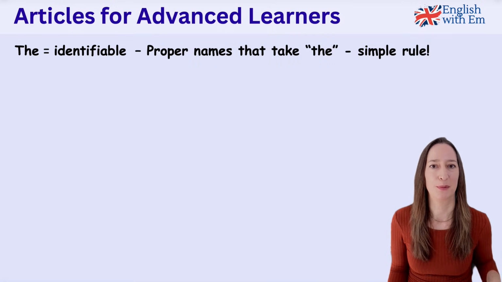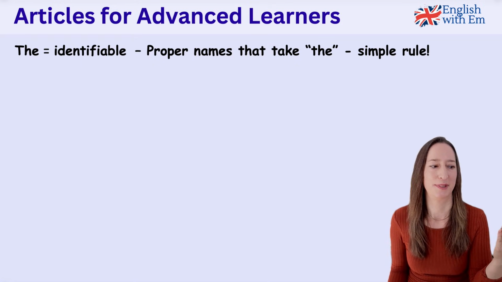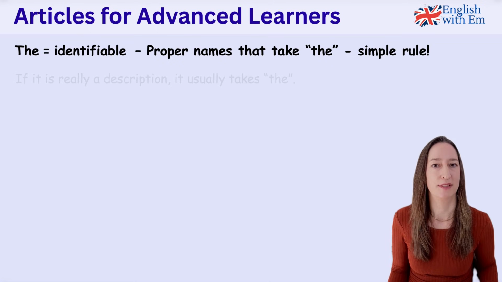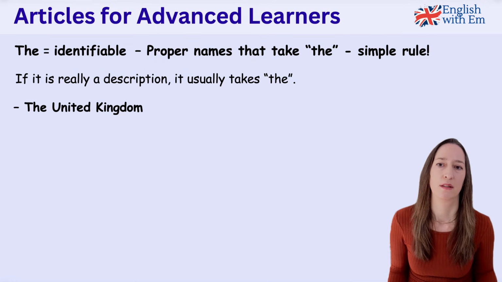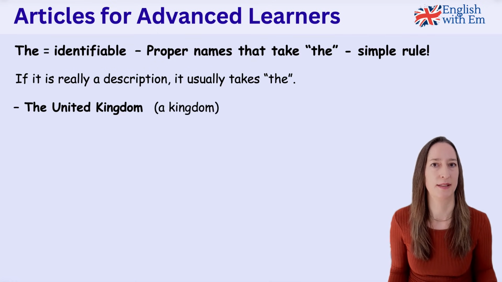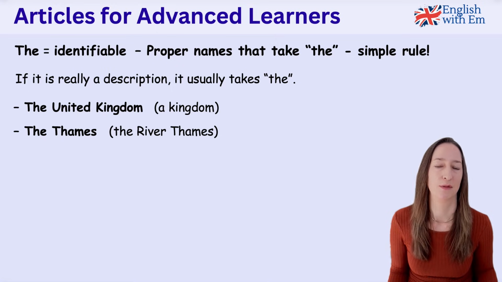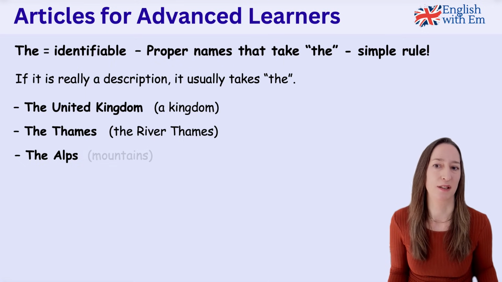Now, this brings me to proper names that take the, and there's a simple rule, which again comes down to whether it is identifiable or not. If it's really a description, it usually takes the. The United Kingdom. It's a kingdom. Which kingdom? The United one. The Thames. The River Thames. Which river? The Thames. The Alps. Here, the Alps, it describes mountains.